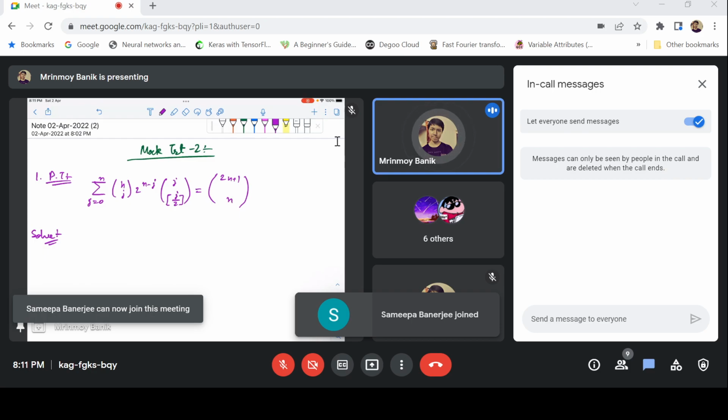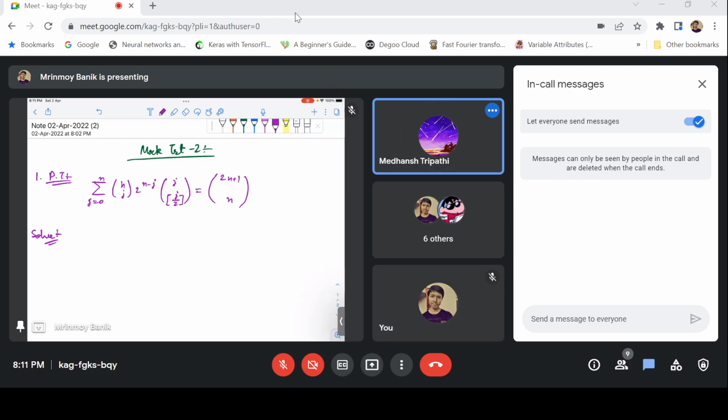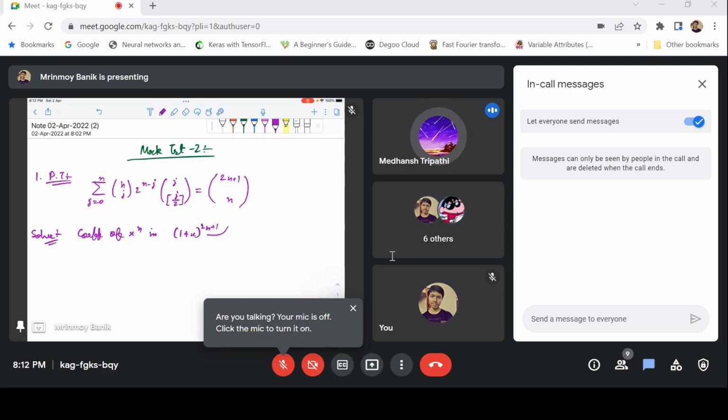I hope all of you attempted the question paper. In this, we can prove that this LHS is just the coefficient of x to the power n in the expansion of 1 plus x to the power 2n times 1 plus x. This is the right hand side, right? Yeah, we can prove this.